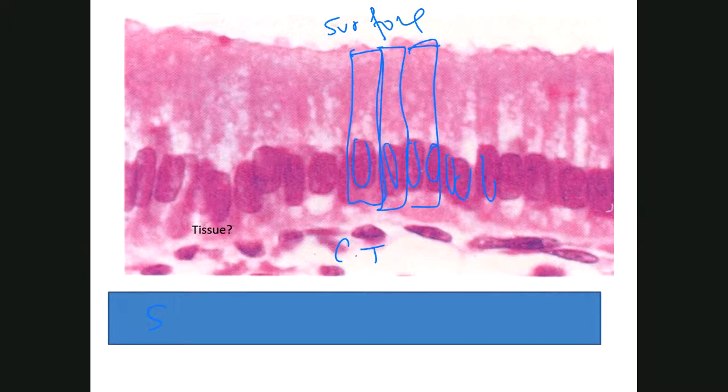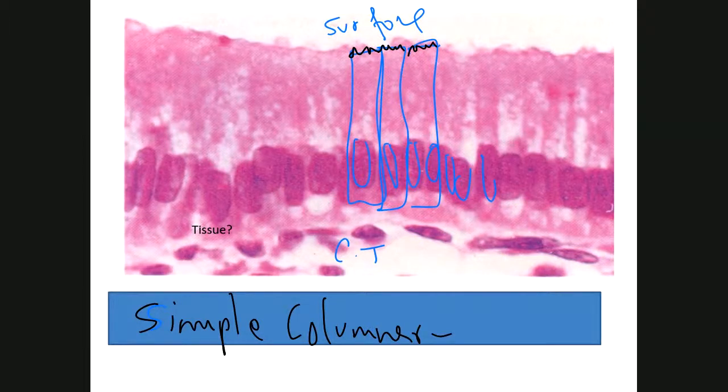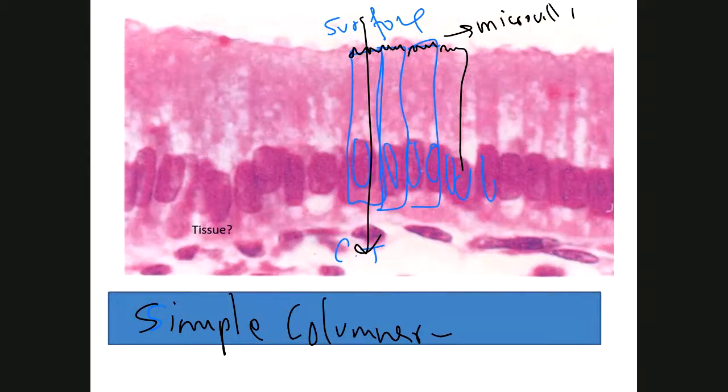The location of simple columnar will be lining most of the GI tract, the stomach, the intestines. The modifications that we find on the apical surface are the folding of the cell membrane, which we call microvilli, in contrast to the cilia that we saw in pseudostratified ciliated epithelium. The function of the tissue is the same as the function of simple cuboidal, absorption and secretion. So substances go through the cells into deeper tissue, or they go from the cell out into the surface.